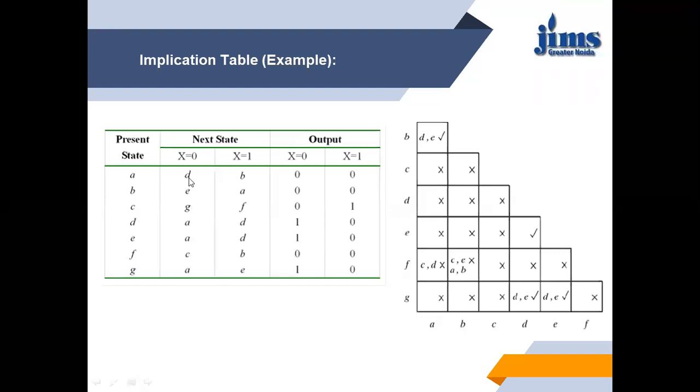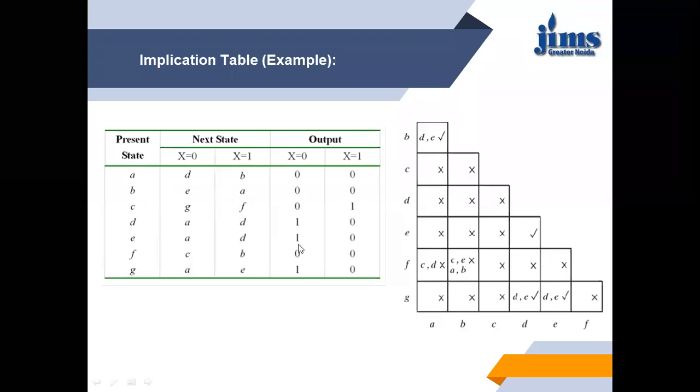D here is D comma D and B is G and F, but the output is different because here output is 0 0, here output is 0 1. So C and A cannot be matched. So we put a cross. Again similarly A and D, the output is different because here output is 0 0, here output is 1 0. So we put a cross.